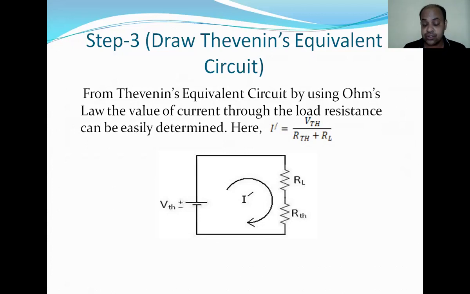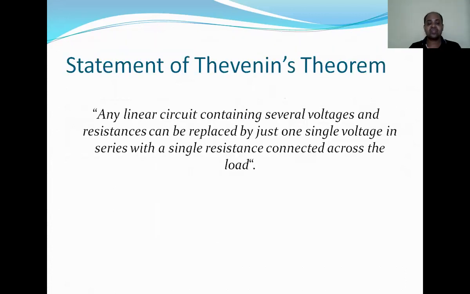So after drawing the circuit, if we consider that the current flowing through the circuit is I prime, then using Ohm's law we can easily find the value of the current actually flowing through the load resistance. As per Ohm's law, we know that I equals V by R. So here the voltage is VTH and R means the two resistances which are connected in series. So I prime equals VTH by RTH plus RL. So in this way we can easily find the current which is flowing through the load resistance. Now come to the statement of Thevenin's theorem.